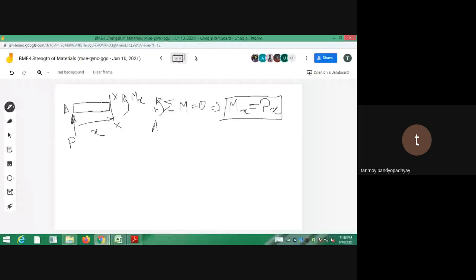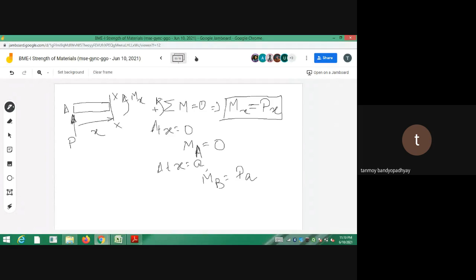So this is a linear variation along x. So at x is equal to 0, Ma is equal to 0, and at B, what was that length? Let us take it as a. So at point B, Mb will be equal to Pa. Okay, sir? Yes, sir.